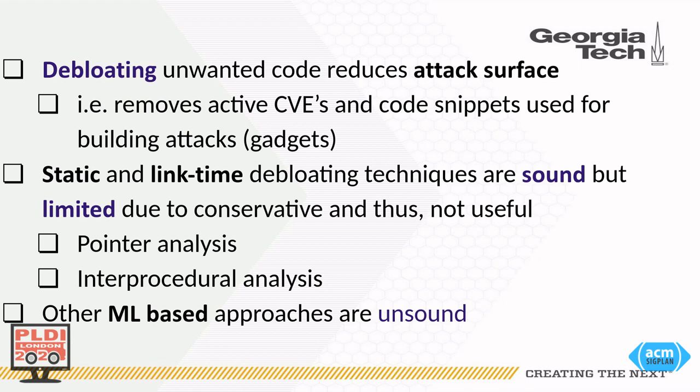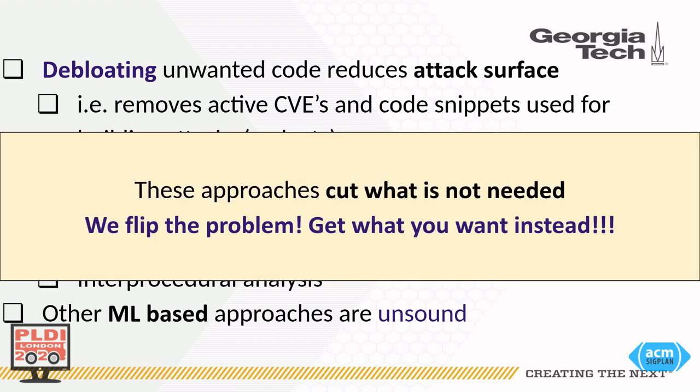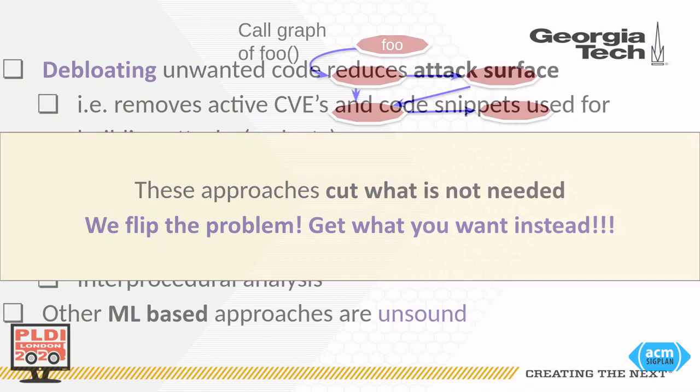Static and link time techniques, however, are conservative and leave substantial attack surface intact. But ML-based approaches are aggressive and unsound, and they all try to cut code, so we flip the problem and bring in only what we want.